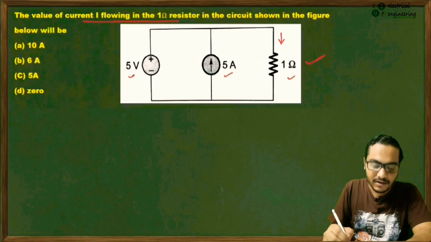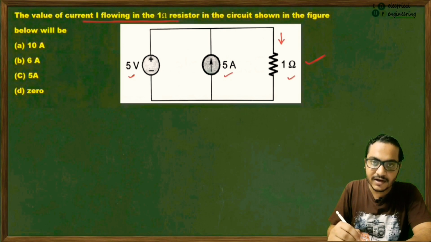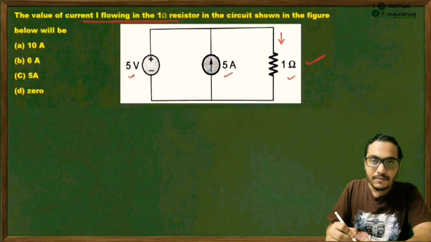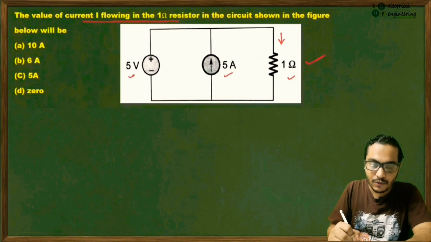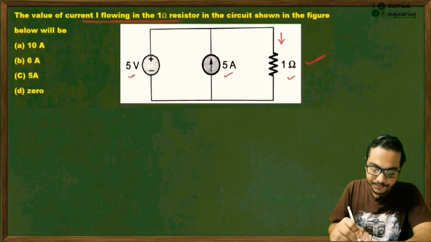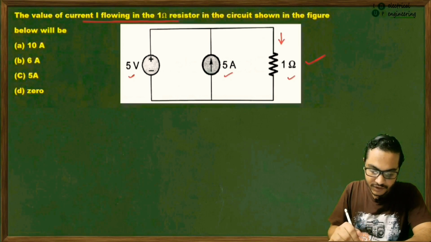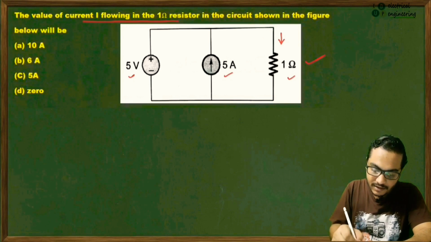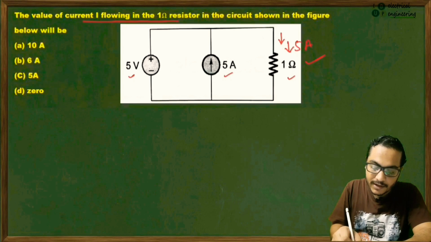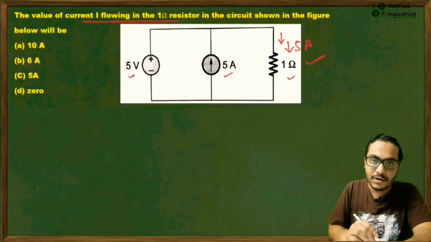Now as I said earlier in my previous lecture, when two sources, a voltage source and a current source, are connected in parallel, the voltage source will get more priority, as this is a parallel combination. It means the current flowing through the 1 ohm load is decided by this voltage source. So across the 1 ohm resistance the voltage will be 5 volt and the resistance is 1 ohm. According to Ohm's law, 5 ampere of current will be flowing, and this is determined by this 5 volt voltage source.